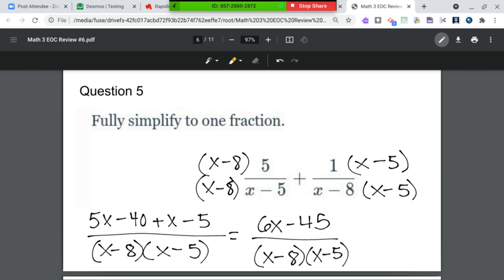Again, I said you could factor the top out, GCF, but you really only need to do that if you can cancel something at the top and bottom, and we can't cancel anything. So we're going to leave it 6X minus 45 over X minus 8 times X minus 5.